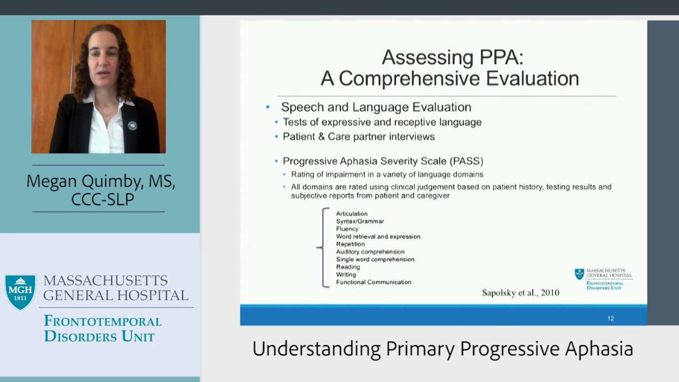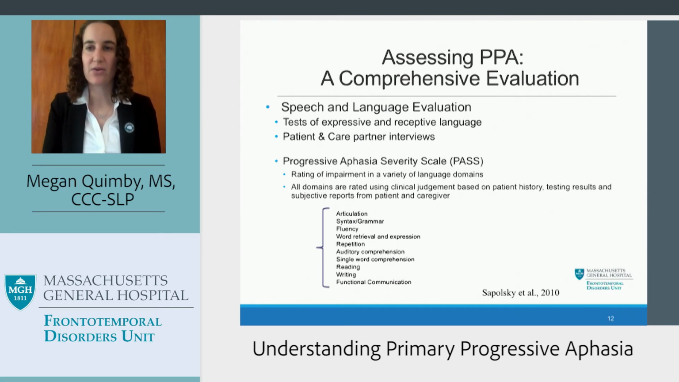And so we use clinical judgment as well as patient and care partner interviews and testing to understand what areas of speech and language are impaired and which ones are not. And this allows us to better understand and monitor how the disease progresses. And so that allows us to know what treatments work best. And once we have these treatments, are they working or are they not working?